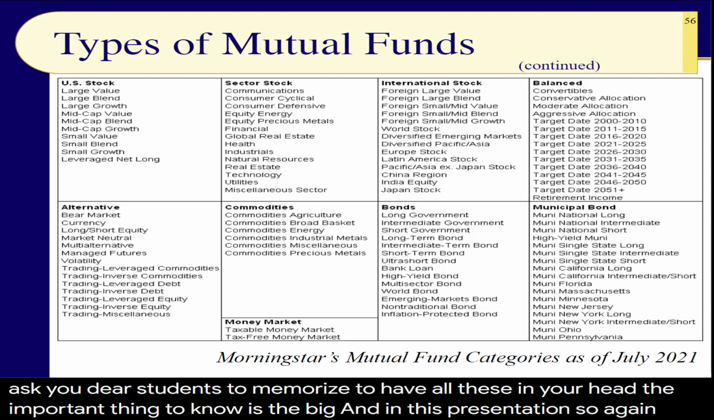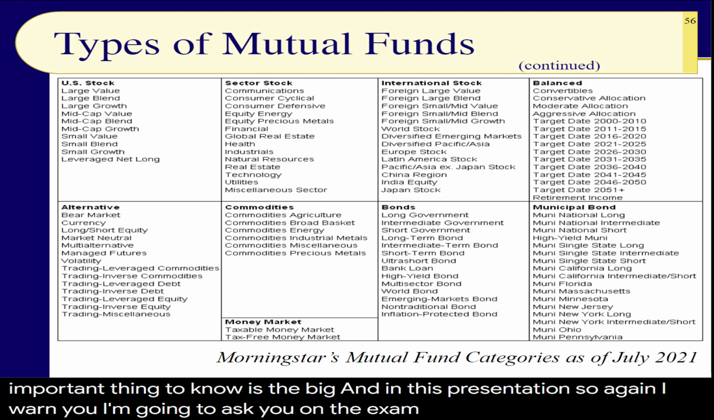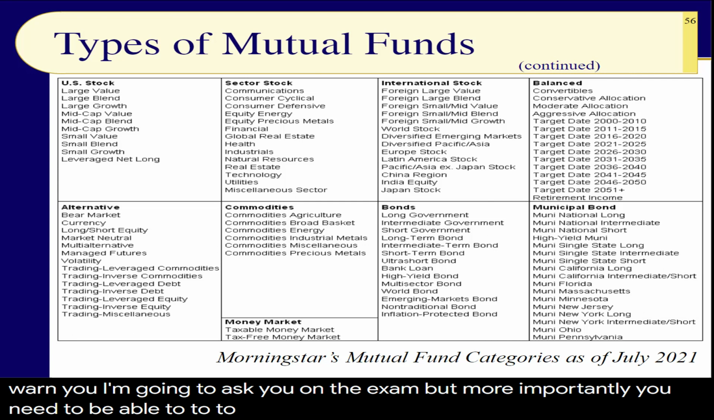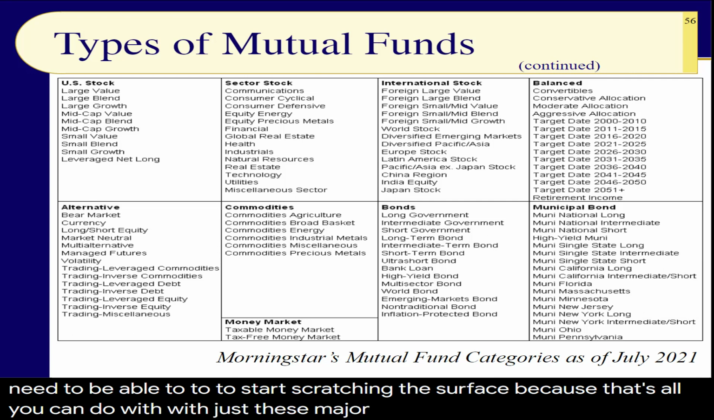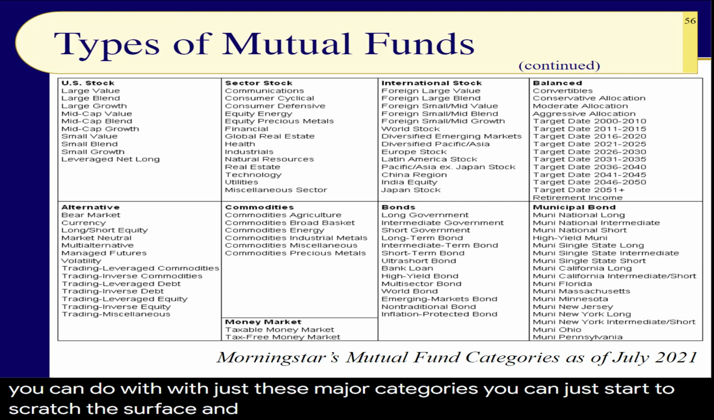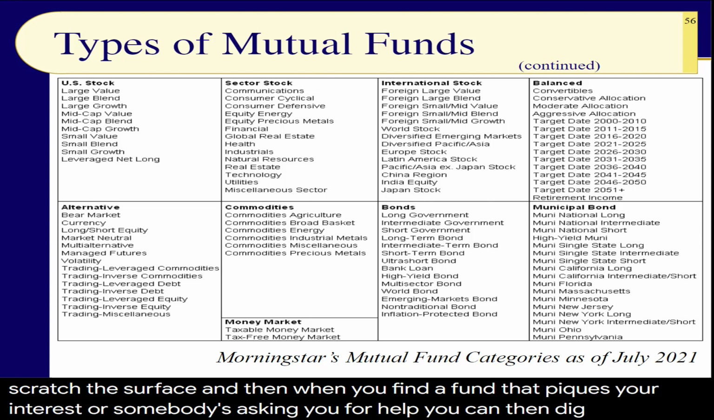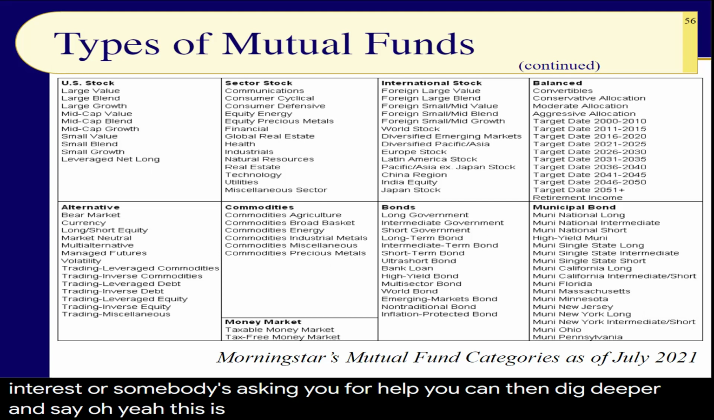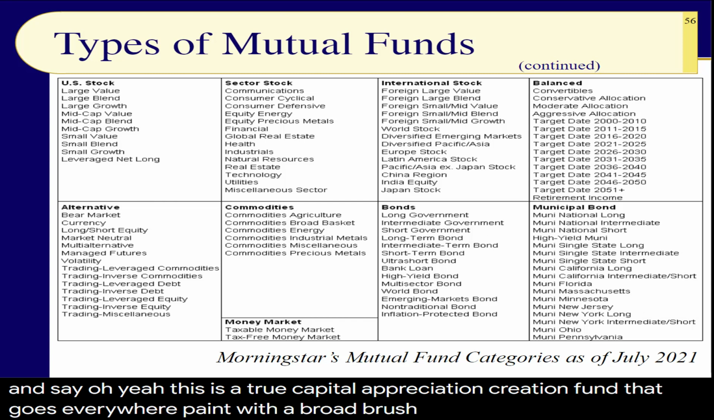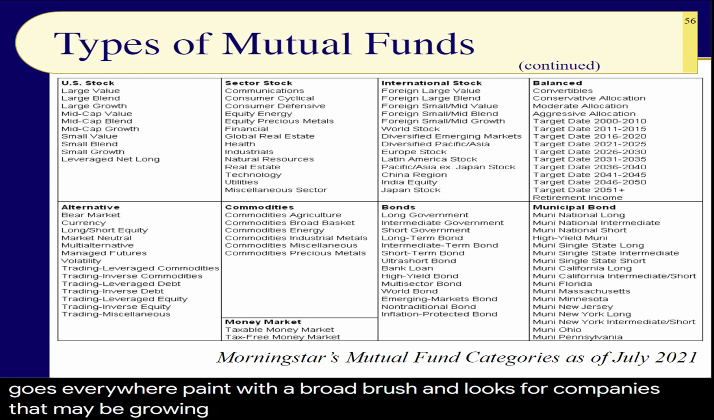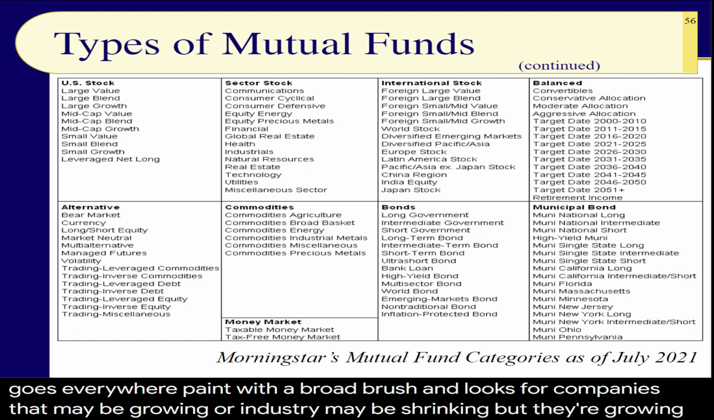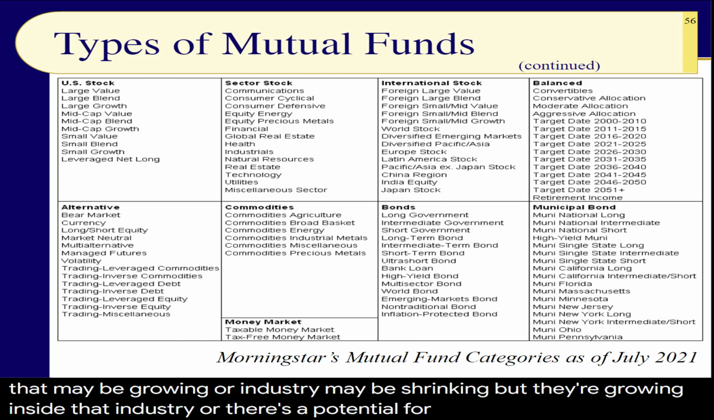So again, I warn you, I'm going to ask you on the exam, but more importantly, you need to be able to start scratching the surface, because that's all you can do with just these major categories. You can just start to scratch the surface, and then when you find a fund that piques your interest or somebody's asking you for help, you can then dig deeper and say, oh yeah, this is a true capital appreciation fund that goes everywhere, paints with a broad brush, and looks for companies that may be growing, or the industry may be shrinking, but they're growing inside that industry, or there's a potential for a rebound because it's out of favor.